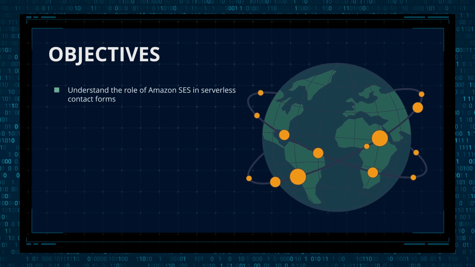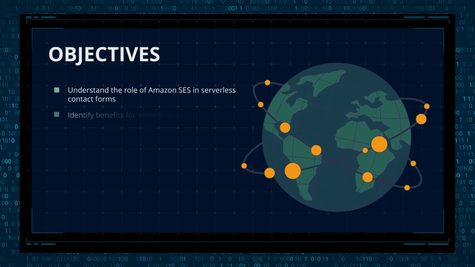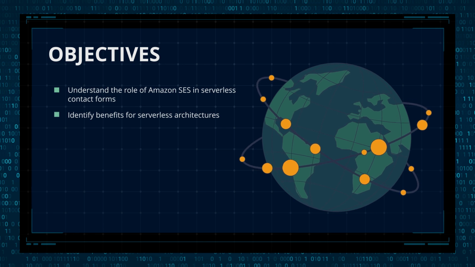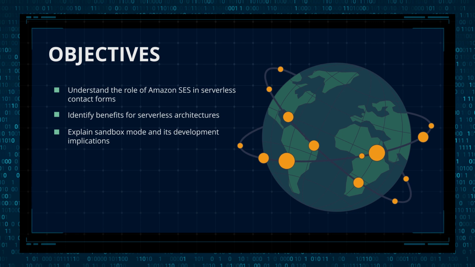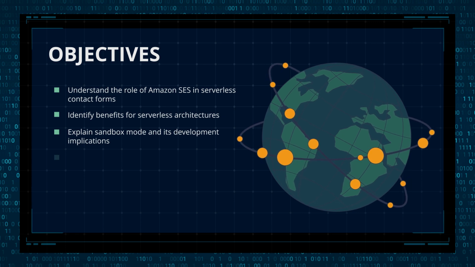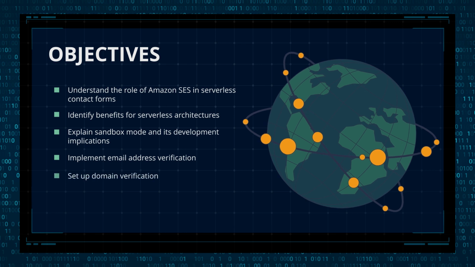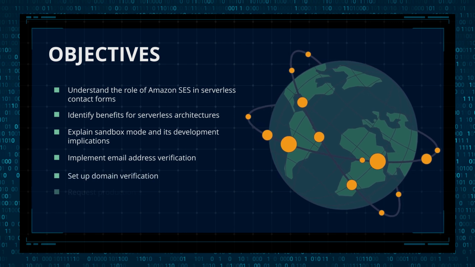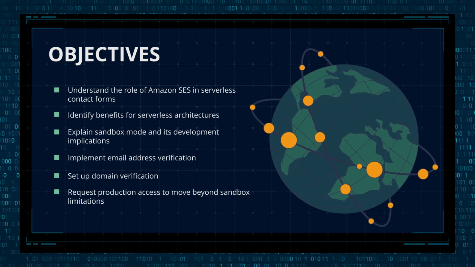In this video, you will cover the following objectives. Understand the role of Amazon SES in serverless contact forms. Identify benefits for serverless architectures. Explain sandbox mode and its development implications. Implement email address verification. Set up domain verification and request production access to move beyond sandbox limitations.